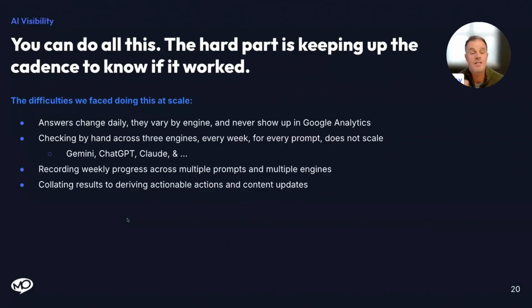The difficulties we faced at doing this at scale: answers change daily. They vary by engine. So you're no longer just looking at Google. We look in South Africa at Gemini, ChatGPT, and Claude. Different regions can be different. I know in the States, there's a lot of Perplexity. Grok, not popular here, potentially in the States. So the answers change daily. They vary by engine, and they never show up in Google Analytics. So the analytics on this are very, very tricky. So you've actually got to build your own analytics on this, which is a nightmare at the moment.